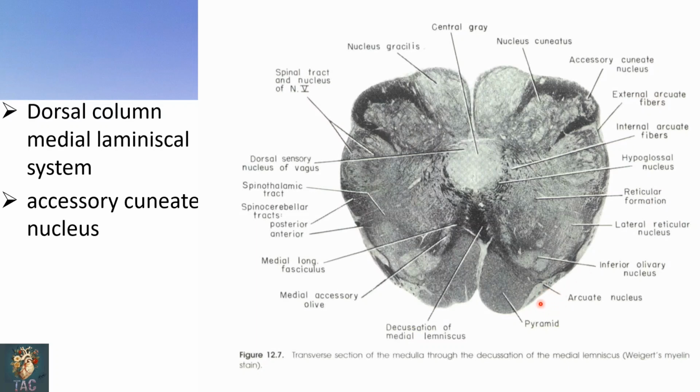So these are the distally displaced pontine nucleus, the arcuate nucleus, and fibers arising from these arcuate nucleus form the anterior arcuate fibers. So there are three different arcuate fibers. These are internal arcuate fibers, which are related to the lemniscal system, the major sensory system. Here you can see the posterior external arcuate fibers, which are related to the accessory cuneate nucleus, and here you can see the arcuate nucleus along with the anterior external arcuate fibers, which will be present over here.